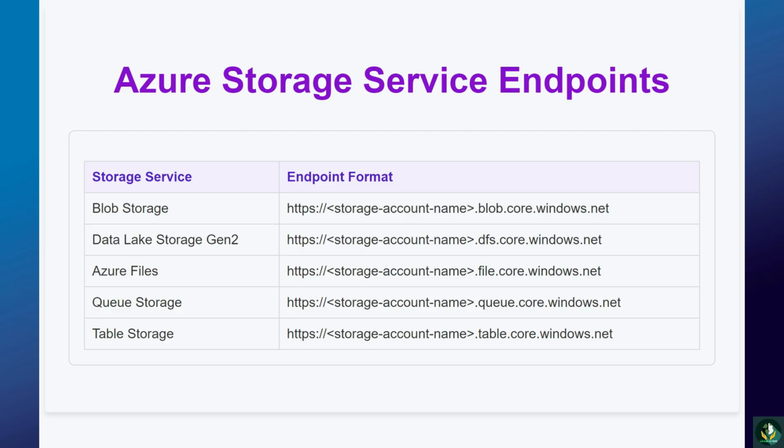For instance, if you're storing and retrieving large files, you'll work with the blob storage endpoint, while if you're setting up a message queue system, you'll use the queue storage endpoint. Remember, replace storage account name with your actual storage account name to get the full usable endpoint. For example, if your storage account is named MyStorageAccount, your blob storage endpoint would be https://mystorageaccount.blob.core.windows.net. Understanding these endpoints is key to effectively leveraging Azure storage services in your applications and workflows.